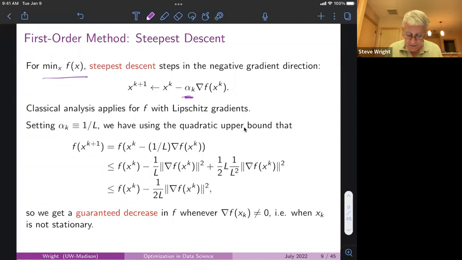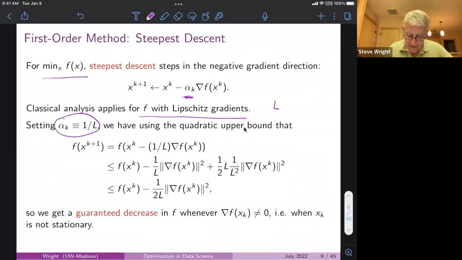And this is very easy to analyze. In the case where you've got an f that has this Lipschitz gradient property that I talked about earlier on, where the gradients were Lipschitz continuous with Lipschitz constant L, if we just make the choice of alpha as 1 over L for all k, we always use the same step length, we can actually show that that choice of step length produces a guaranteed improvement in the function at every iteration.